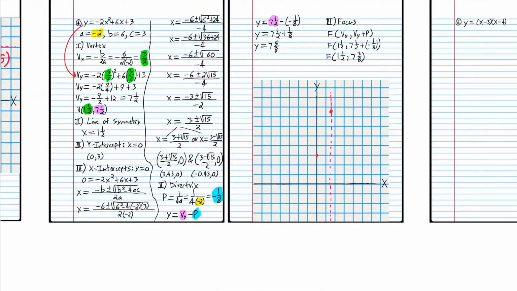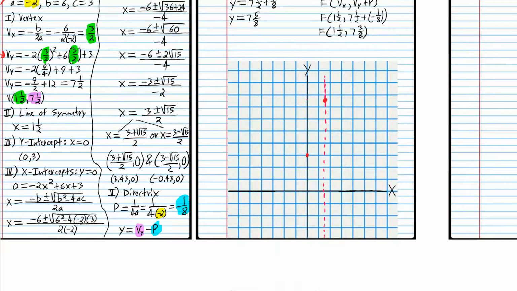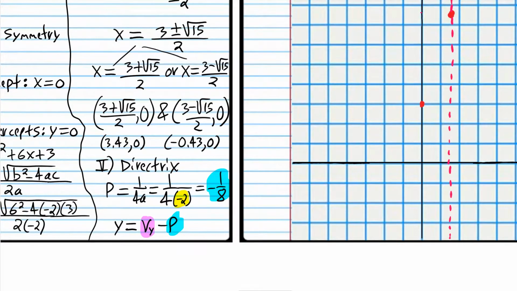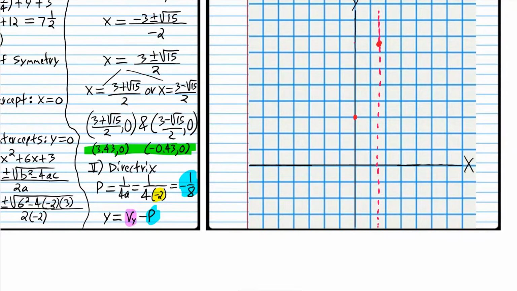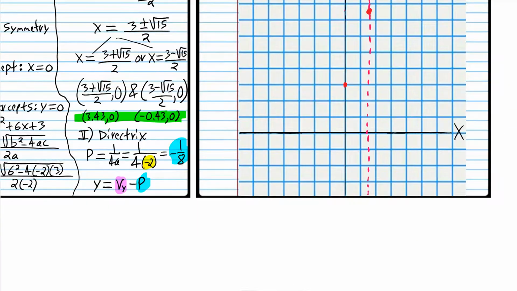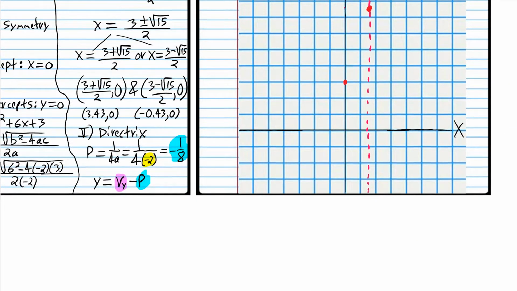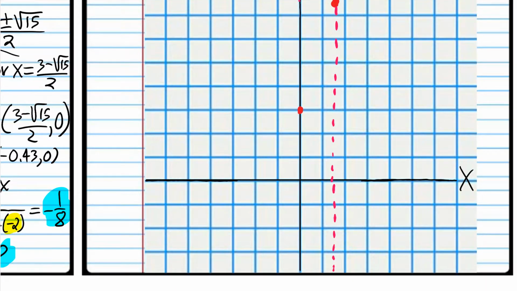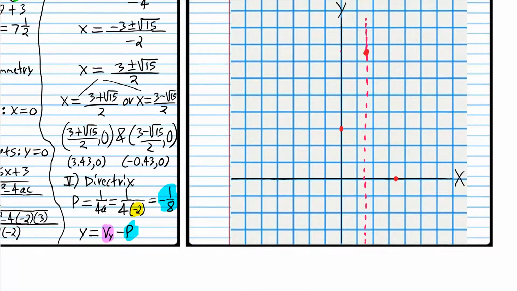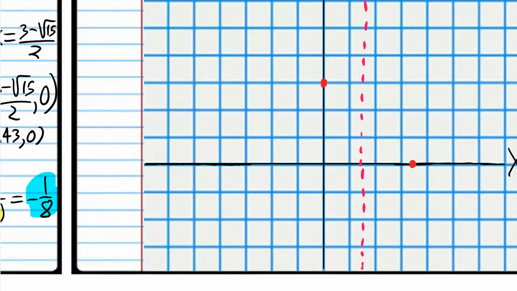And x-intercepts. Now, for the x-intercepts, we're going to have to use these points in green here because it's too hard to use the irrational expressions. So we have 3.43 and 0. So that's going to be 1, 2, 3. That's going to be about here. And we also have a negative 0.43. So that's going to be about here.